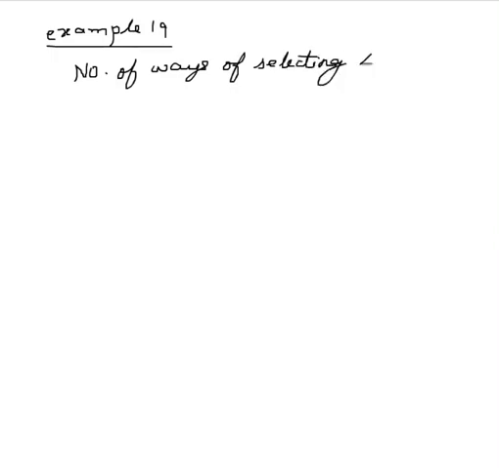Example 19. What is the number of ways of choosing 4 cards from a pack of 52 playing cards? So that is the first question. Number of ways of selecting 4 cards is equal to 52C4, which is 52 factorial divided by 4 factorial multiplied with 48 factorial.